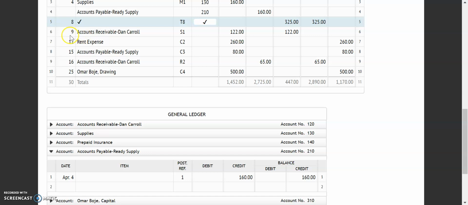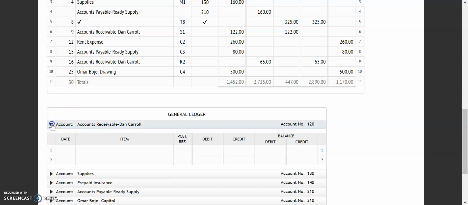So next up is our April 9th transaction for accounts receivable for Dan Carroll. So we open up the accounts receivable, we put in April 9th, post reference is 1, we have a debit of 122, which means our balance is 122, and once again, account number is 120. We head up there and put that in our post reference column of our journal.